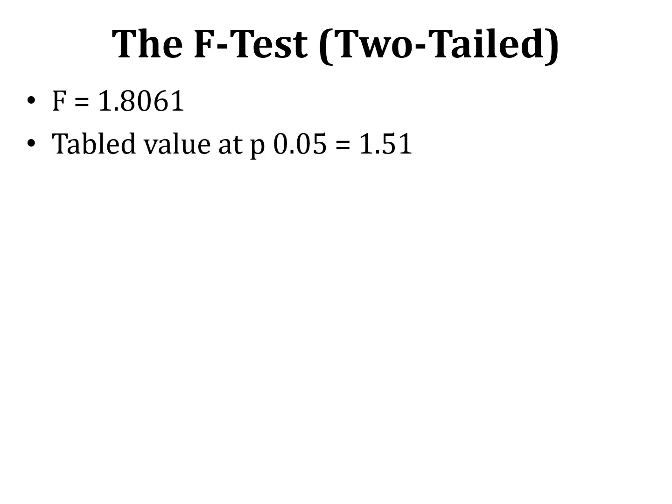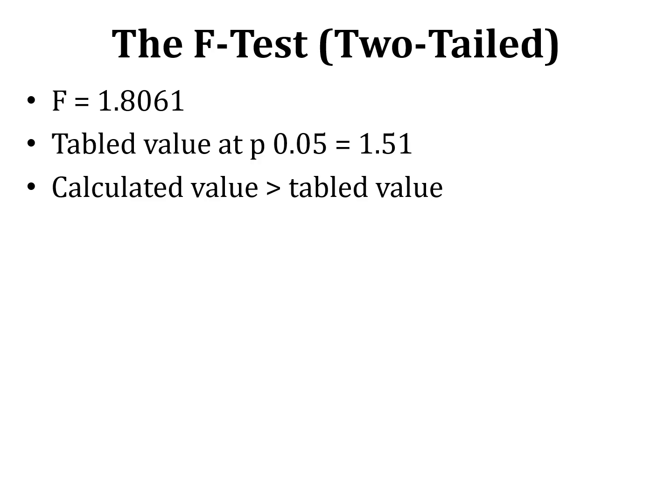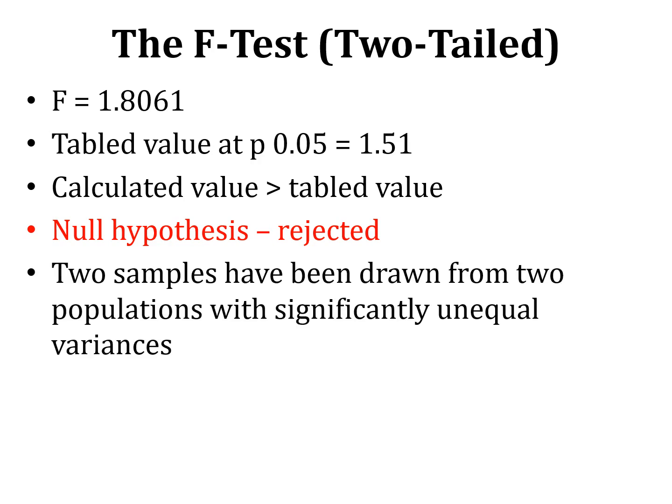Now we compare the table and the calculated value. The calculated value is 1.8 and the table value at probability 0.05 is 1.51. So here in this case, our calculated value is greater than the table value. So what do we do with the null hypothesis? We accept it or reject it. So obviously we are going to reject the null hypothesis because the probability of the null hypothesis to be true is less than 0.05. So therefore we are going to reject the null hypothesis, and we can say that two samples have been drawn from two populations with significantly unequal variances.